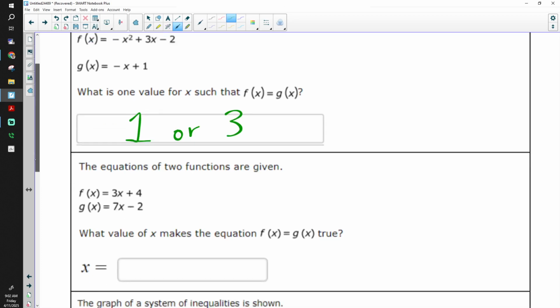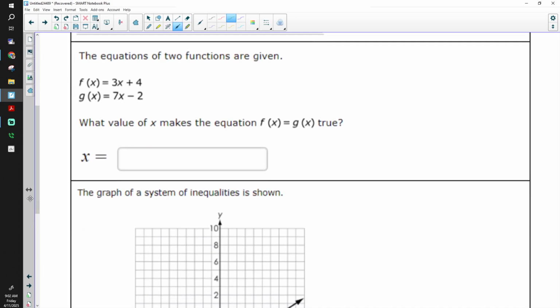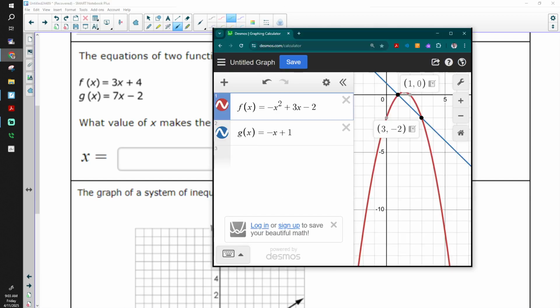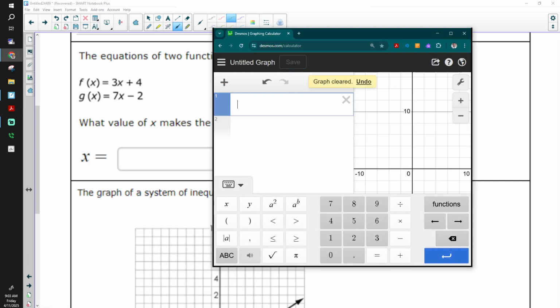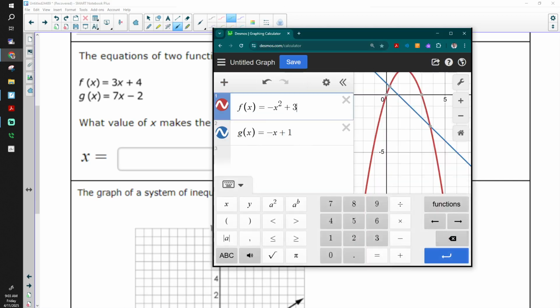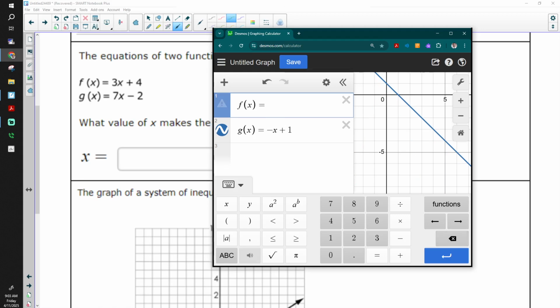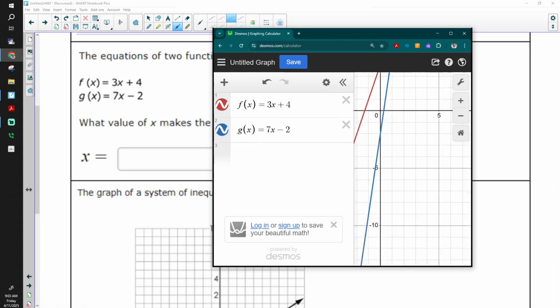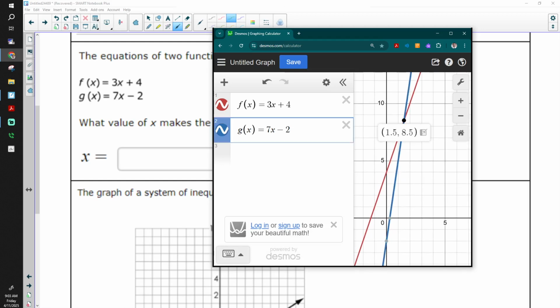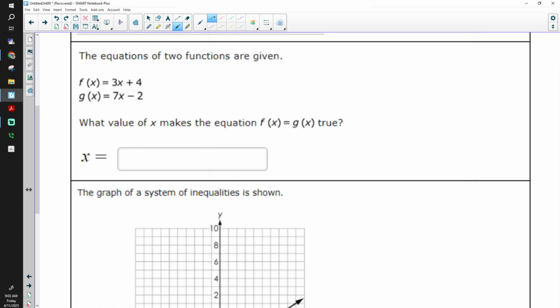Okay, next. Same type of question. The equations of two functions are given. What value of x makes it true? Okay, rinse and repeat. We are typing in our functions until we find where they cross. 3x plus 4, and we have 7x minus 2. Move your graph around and they cross at the point 1.5, 8.5. The x value, though, is 1.5, since it only asks for x.